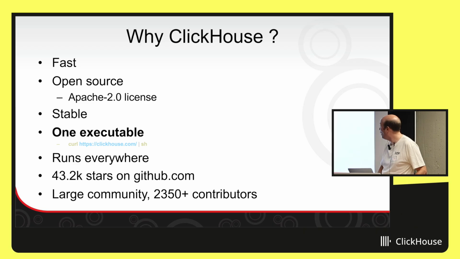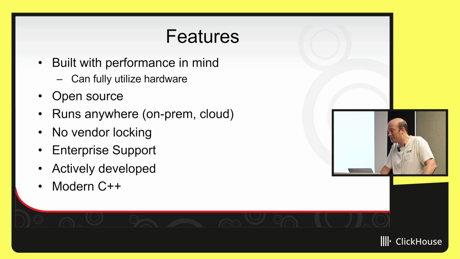So why is ClickHouse interesting? It's interesting because it's fast, it's open source, it's very stable, you can do a lot of things with one executable, it runs everywhere, it has 43,000 stars. Last year was 39,000. Large community. And a great feature is that it is built with performance in mind. That has to do with the founder, Alexei, who was here last year. If you missed that, you can watch the recording. It's still there.